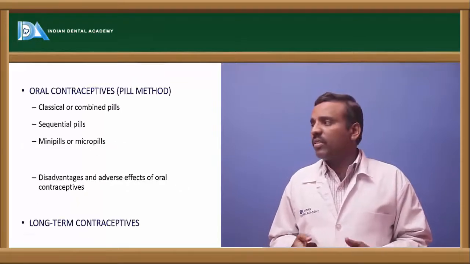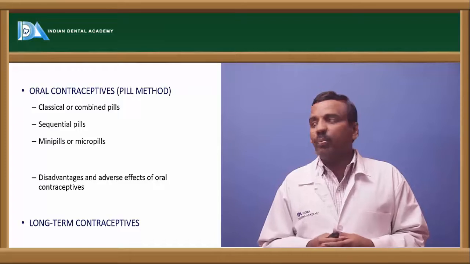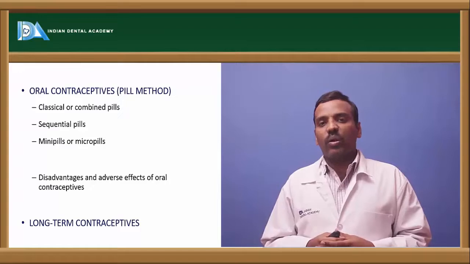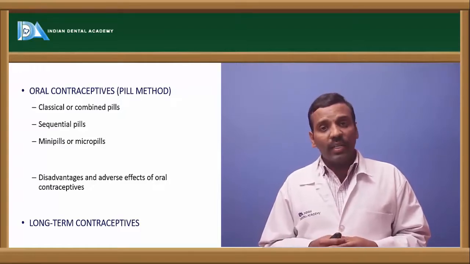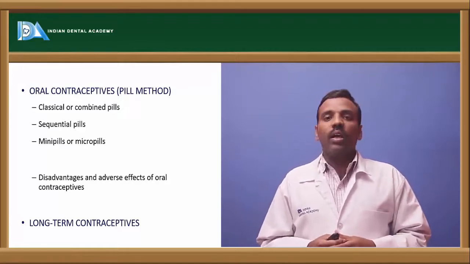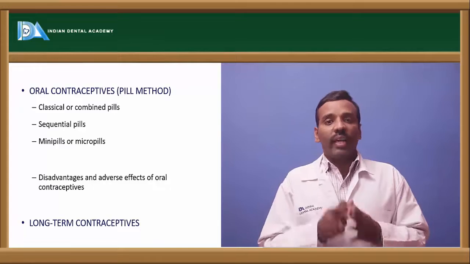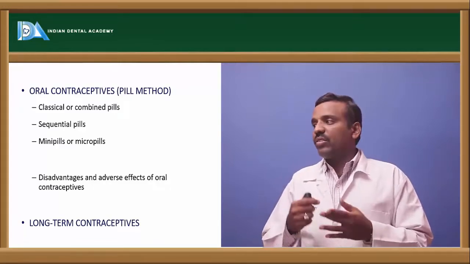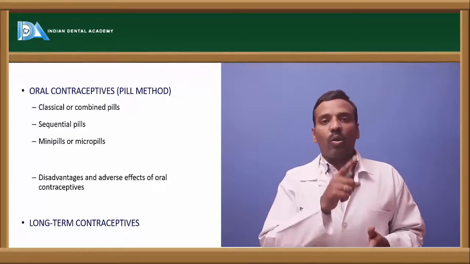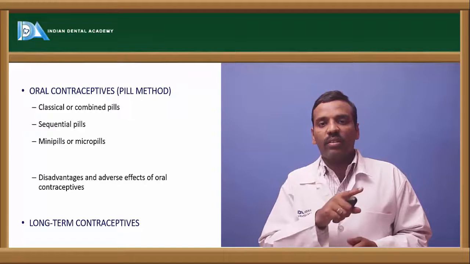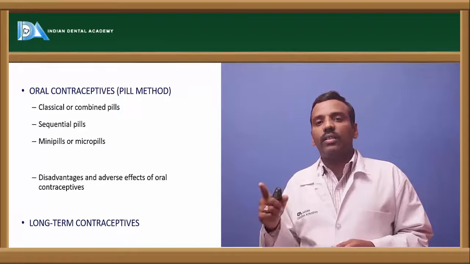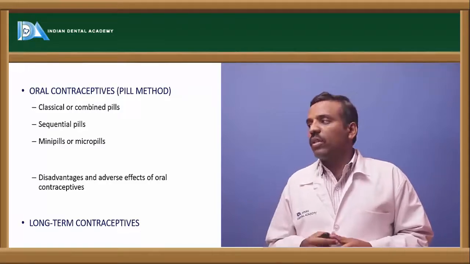Next is chemical methods. These are the oral contraceptives, nothing but the pills method. There are three types of pills: classical or combined pills, sequential pills, and mini pills. Classical pills are taken from day 5 to day 20, sequential pills from day 5 to day 15, and mini pills throughout the menstrual cycle, day 1 to day 28. The tablet should be taken during the whole cycle for the mini pills.